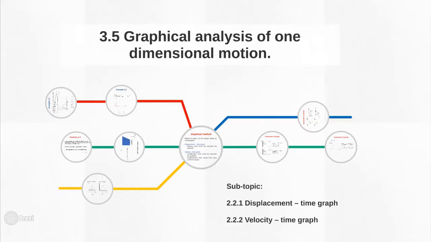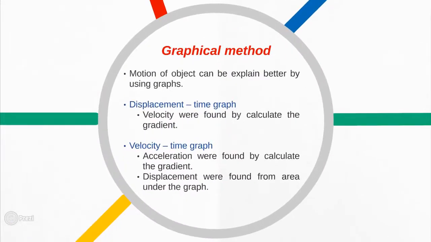3.5 Graphical analysis of one-dimensional motion. Graphical method. Motion of an object can be explained better by using graphs. There are two common graphs usually used in this chapter. First, the displacement versus time graph, where velocity is found by calculating the gradient.